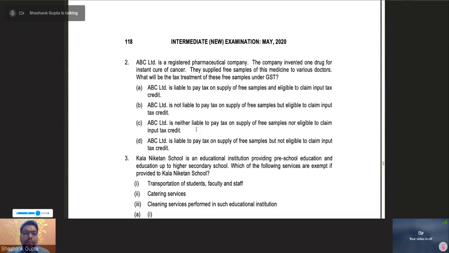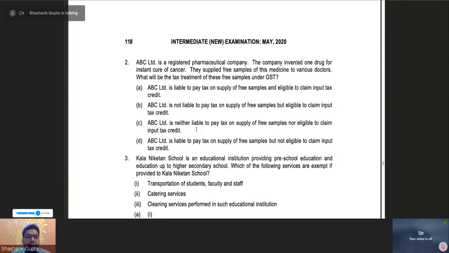So, now the options are, and I want all of you to answer this. What should be the answer according to you? I am reading out the options. ABC Limited is liable to pay tax on supply of free samples and eligible to claim input tax credit. That is the A option.